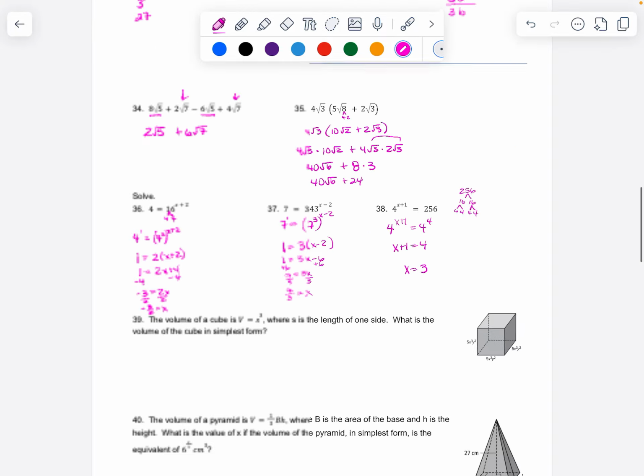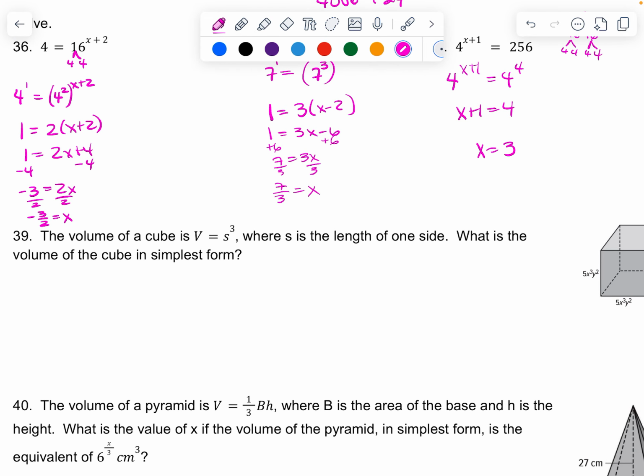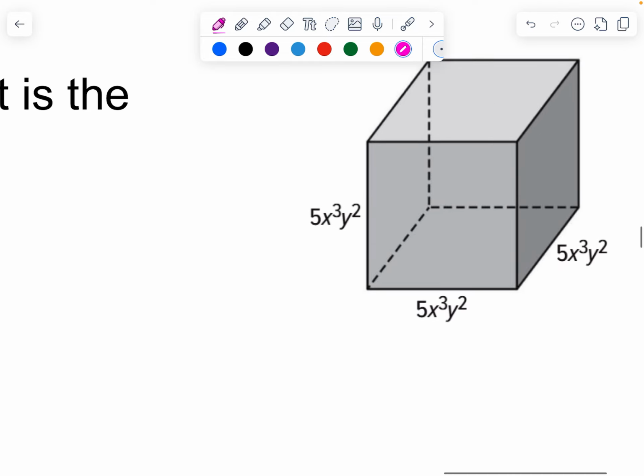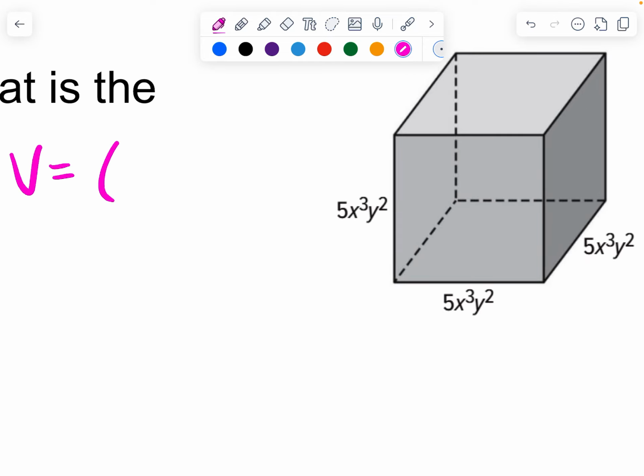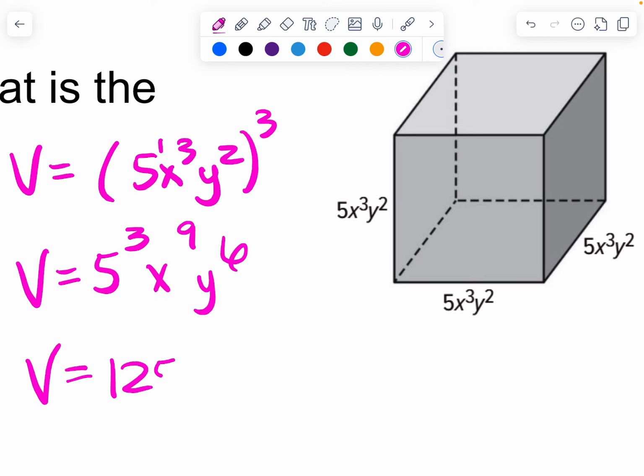Okay, word problem. The volume of a cube is v equals s to the 3rd, where s is the length of one side. What is the volume in simplest form? So we take volume equals 5x to the 3rd y squared and raise it to the 3rd power. So invisible 1, so 5 to the 3rd, x to the 9th, y to the 6th. So 125, x to the 9th, y to the 6th, units cubed.